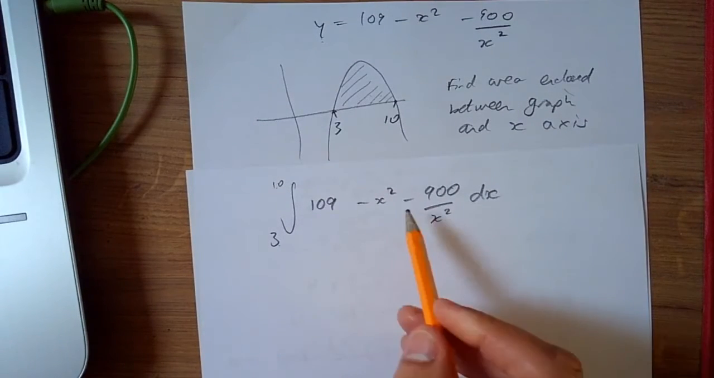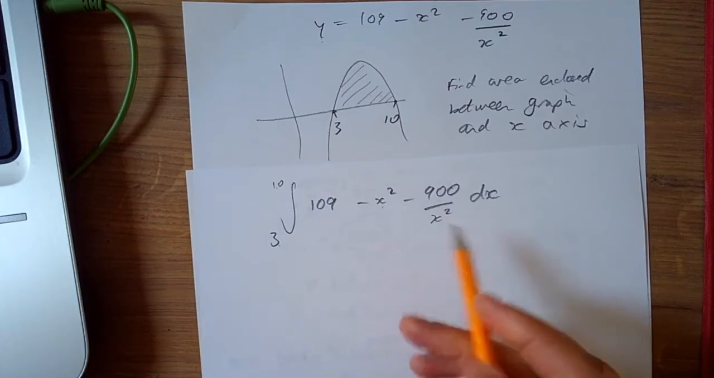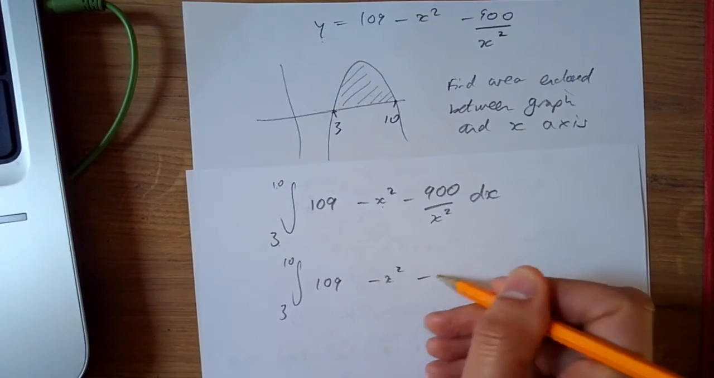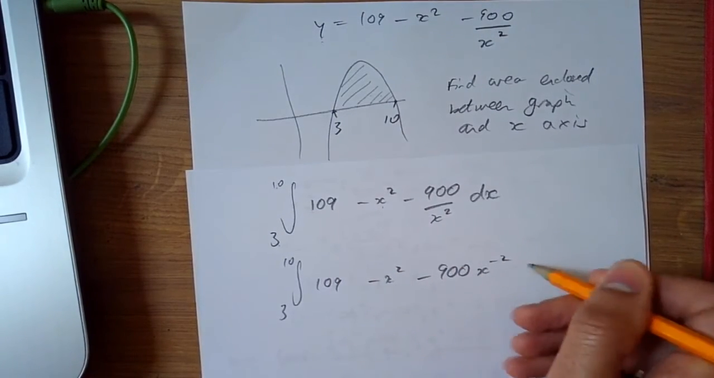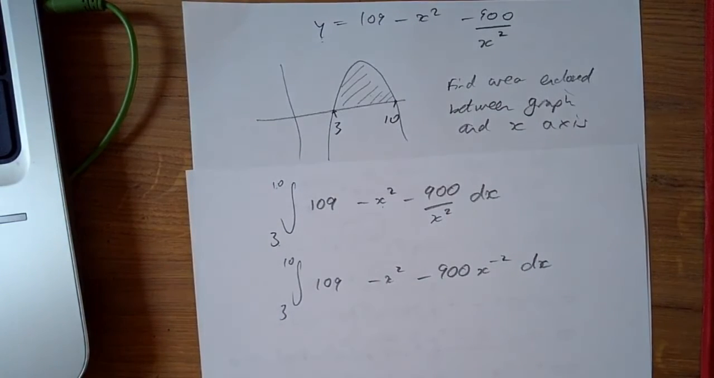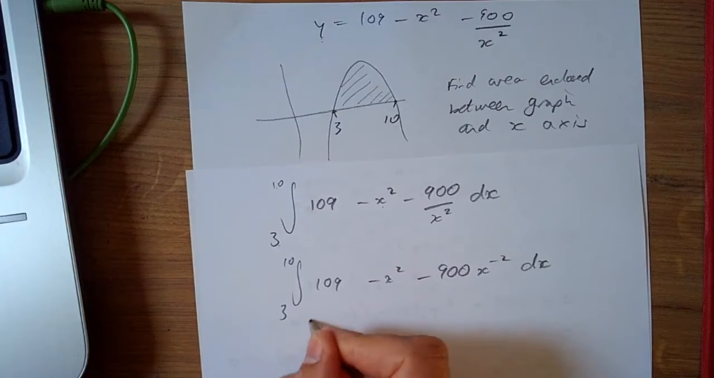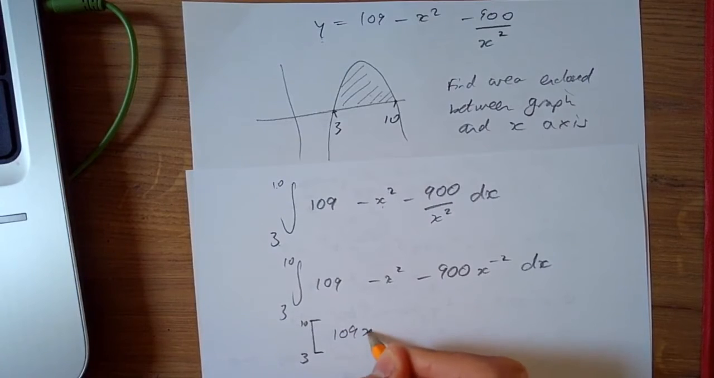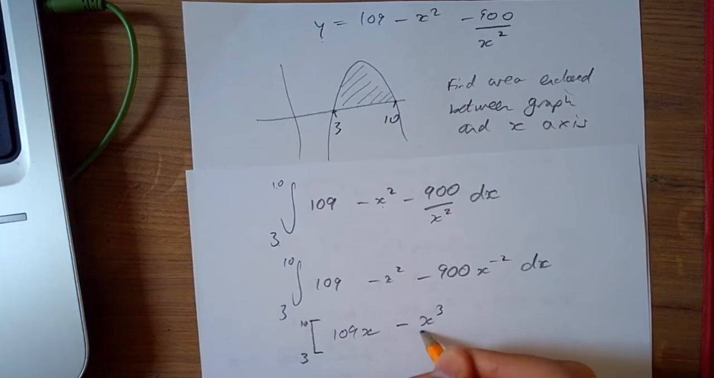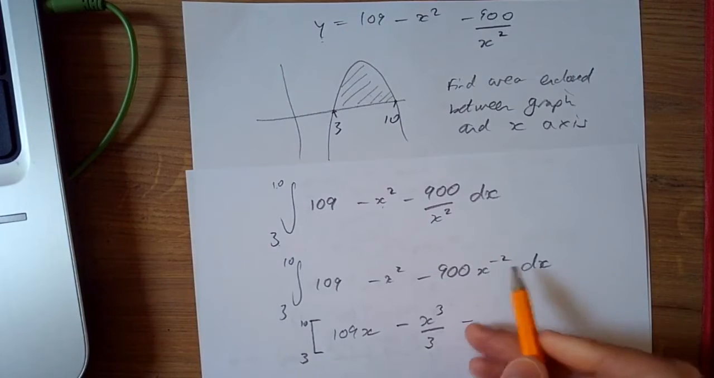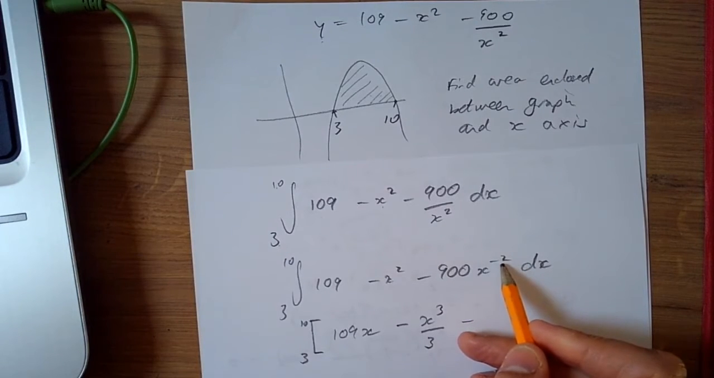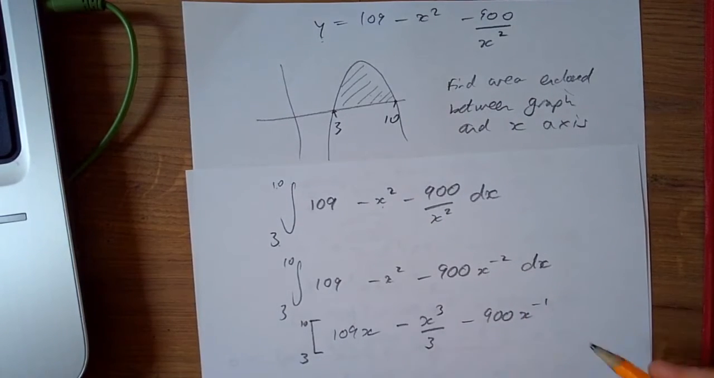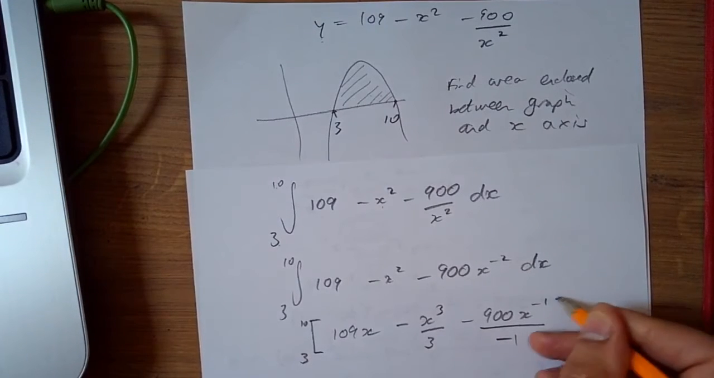Now that's easy to integrate, that's easy to integrate, but this needs to be written as a power, not as a fraction. So this is 900x to the negative 2. Now we've got it in a form we can integrate, okay? So I'm now going to integrate. At this point we have square brackets. 109 will integrate to 109x. x squared will integrate to x cubed over 3. And with this, when you add 1 to the power, you have to be careful here, it goes to minus 1. So we'll have this all divided by the new power of minus 1.